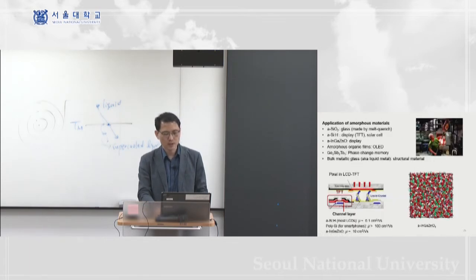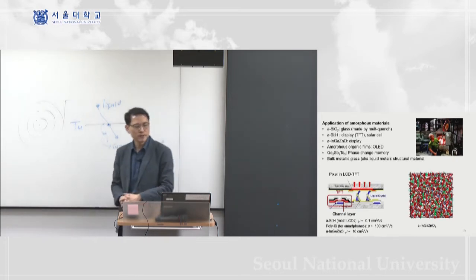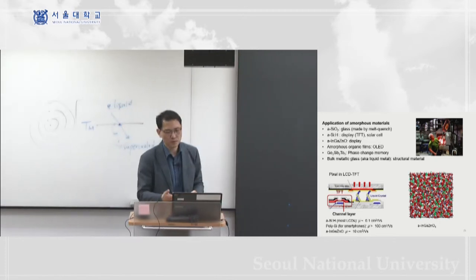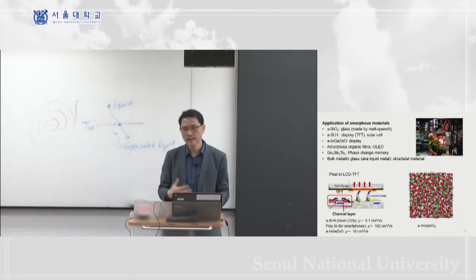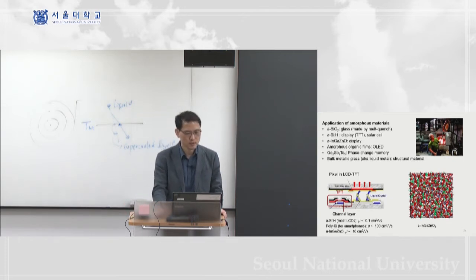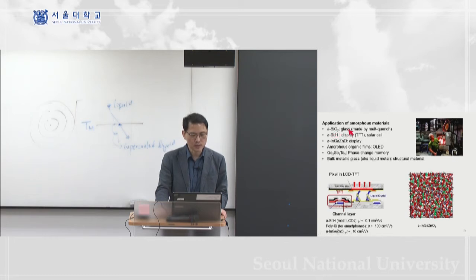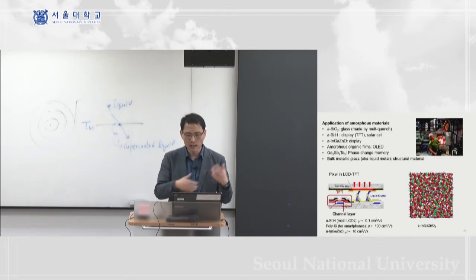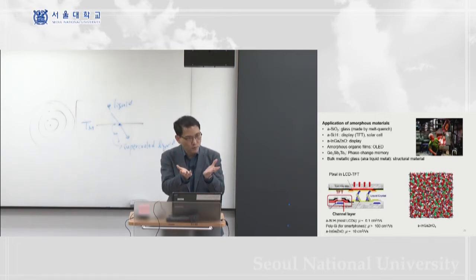All right. These days we have seen numerous applications of amorphous materials. You can achieve properties that are not seen in the crystalline phase. For instance, amorphous silicon oxide is glass. You may have seen the manufacturing process of glass. You start from the melting or liquid phase of silicon dioxide, and then you cool it down and make forms.